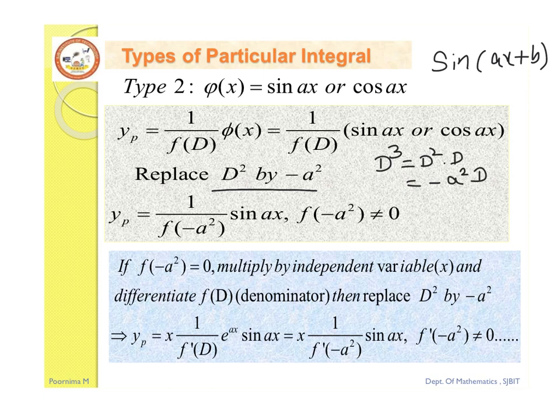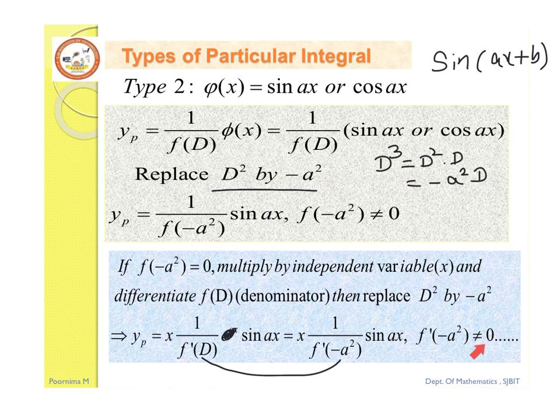Then our result becomes 1 over f of minus a square times sin ax or cos ax. This is provided the denominator is not 0, the same as how you solved in the exponential case. Suppose the denominator is 0, we have to multiply by the independent variable x and differentiate f of D with respect to D. Then replace D square by minus a square. Then the particular integral yp is equal to x times 1 over f dash of D times sin ax. Replacing D square by minus a square, we get x into 1 over f dash of minus a square sin ax, provided f dash of minus a square is not equal to 0.